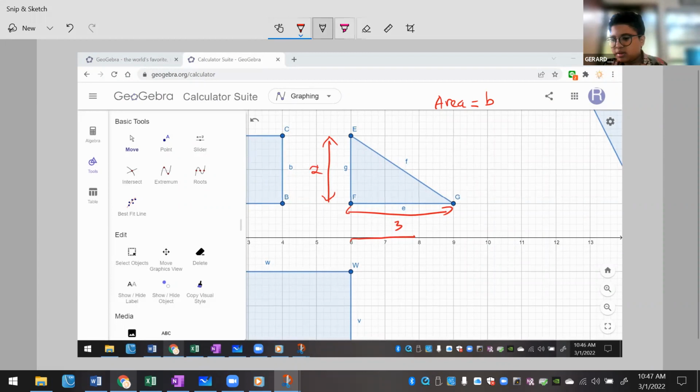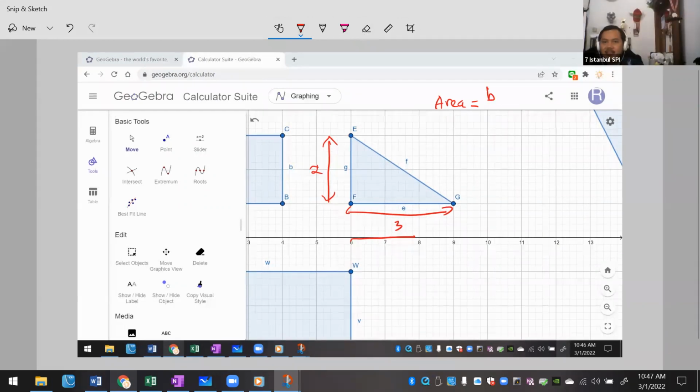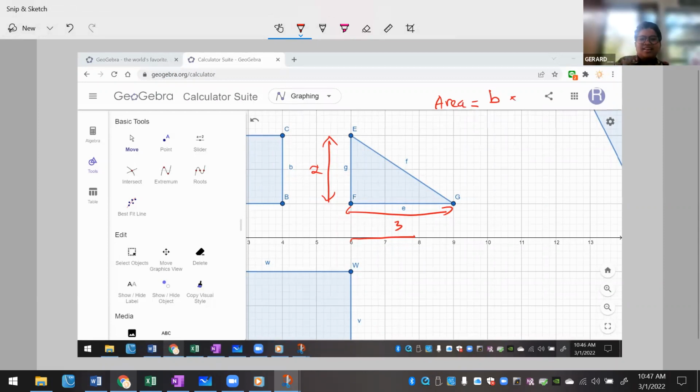Kayaknya bukan 5 deh. Gimana, tahu ya, Pak? Base. Ada yang masih ingat gak guys the formulas? Still remember the formula? Oke, rumusnya masih ingat ya guys? So it's base times the height divided by 2, right?